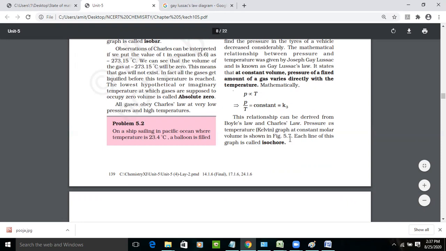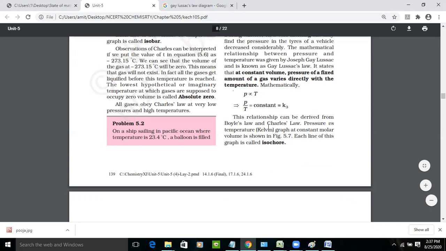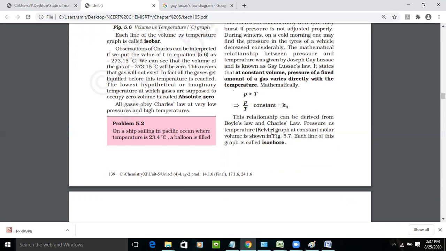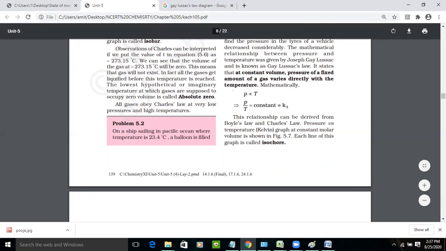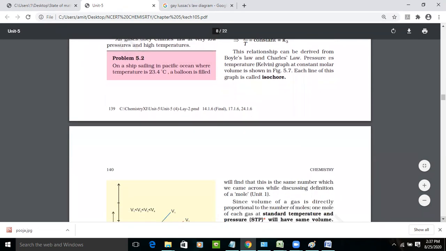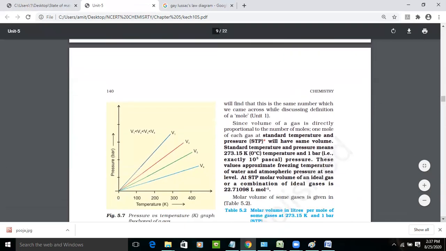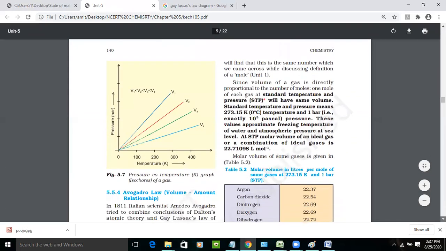So this relationship can be derived by Gay-Lussac's law and Charles's law. Pressure versus temperature: we take the temperature in Kelvin. That was the new temperature unit that was explained by Charles in his law. A reaction in which volume is constant and pressure and temperature affect each other is known as isochoric, right?